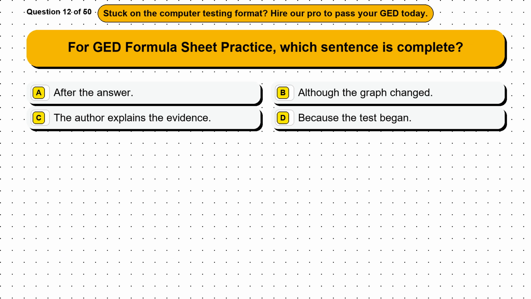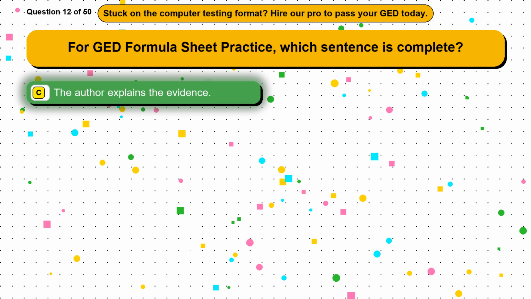Question 12. For GED formula sheet practice, which sentence is complete? Option A. After the answer. Option B. Although the graph changed. Option C. The author explains the evidence. Option D. Because the test began. The correct answer is option C. The author explains the evidence.